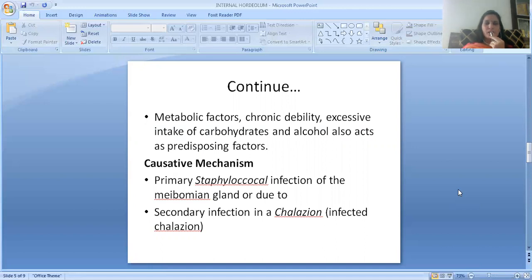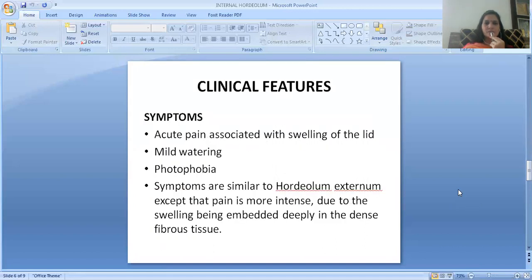The causative mechanism: primary staphylococcal infection of the meibomian gland, or secondary infection in a chalazion. It is called the infected chalazion.